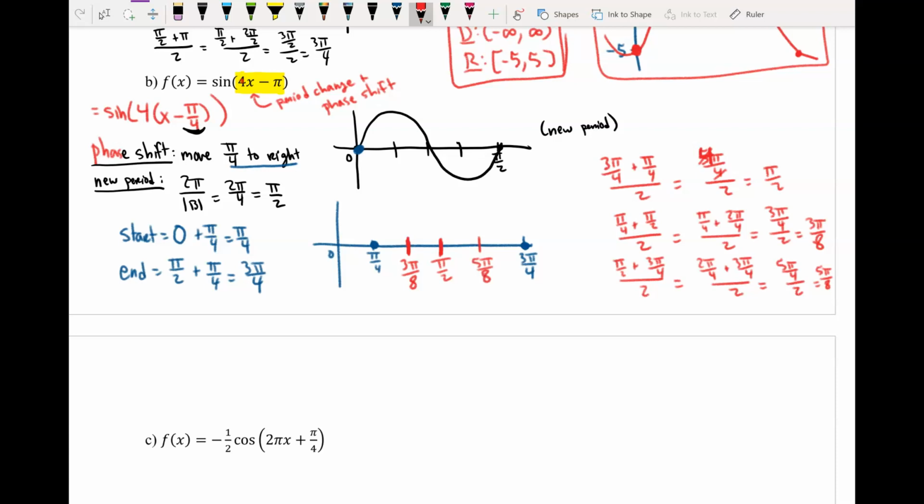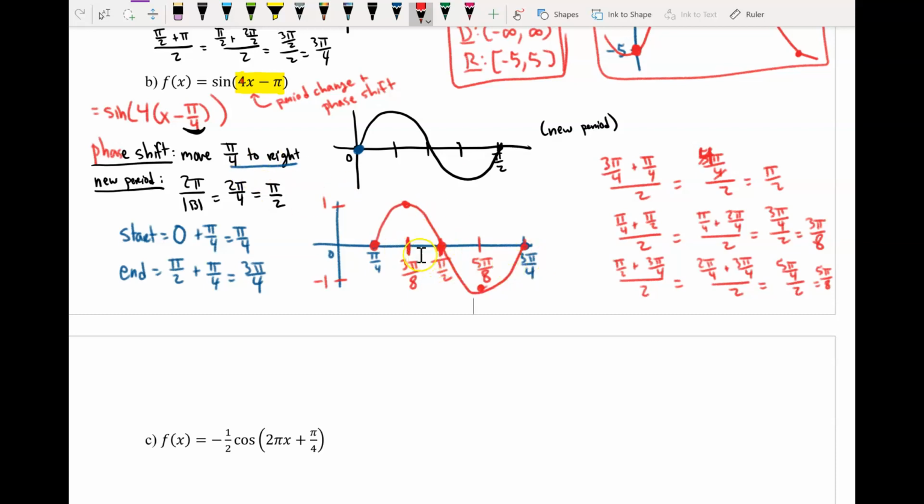All right. And now all we got to do is just graph the sine function. We know what the sine function looks like. We have no amplitude change, still amplitude of 1. So it's 0, 1, 0, negative 1, 0. The graph is going to look something like this. And we're only graphing one period of this. So this is what it's going to look like.